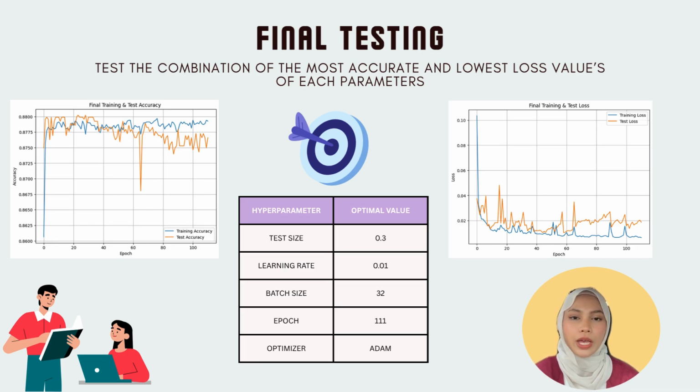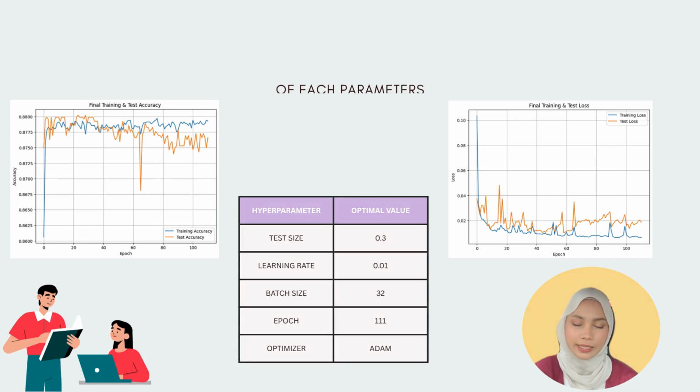On this side, we have the training and test loss. Both losses decrease and stabilize as training progresses, with occasional spikes in test loss. Overall, the loss values remain low, showing that the model is learning effectively. These results confirm that our final model configuration achieves a strong balance between performance and stability.